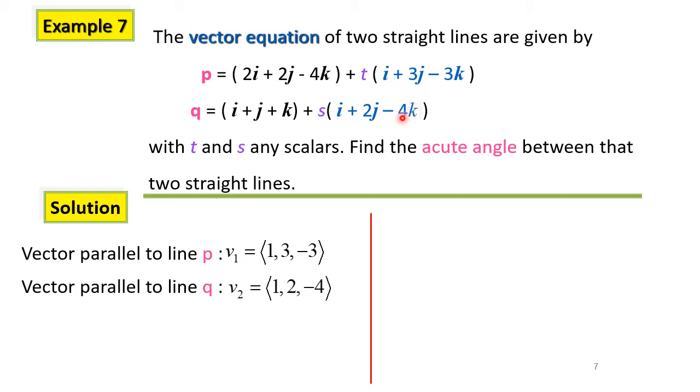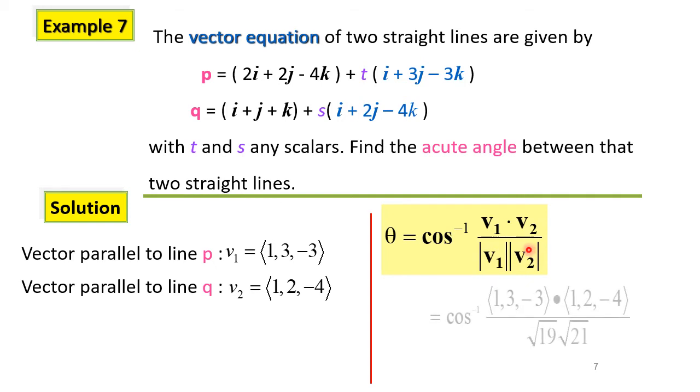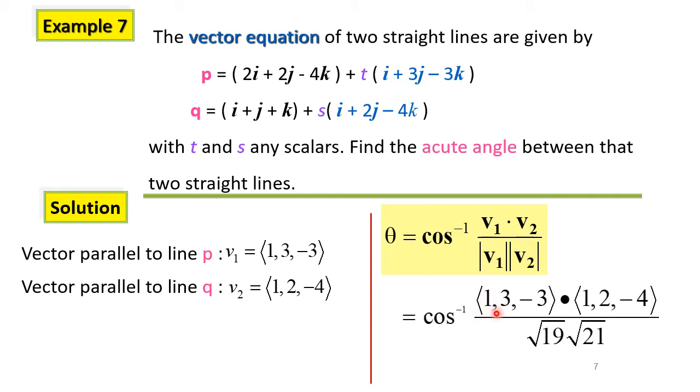Next we substitute into the formula: inverse cos V1 dot V2 over magnitude V1 magnitude V2. So the dot product. Already you can plug into your calculator straight away, and then you get the angle: 17.975 degrees, or you can round to two decimal places, 17.98 degrees. So that's for example 7.